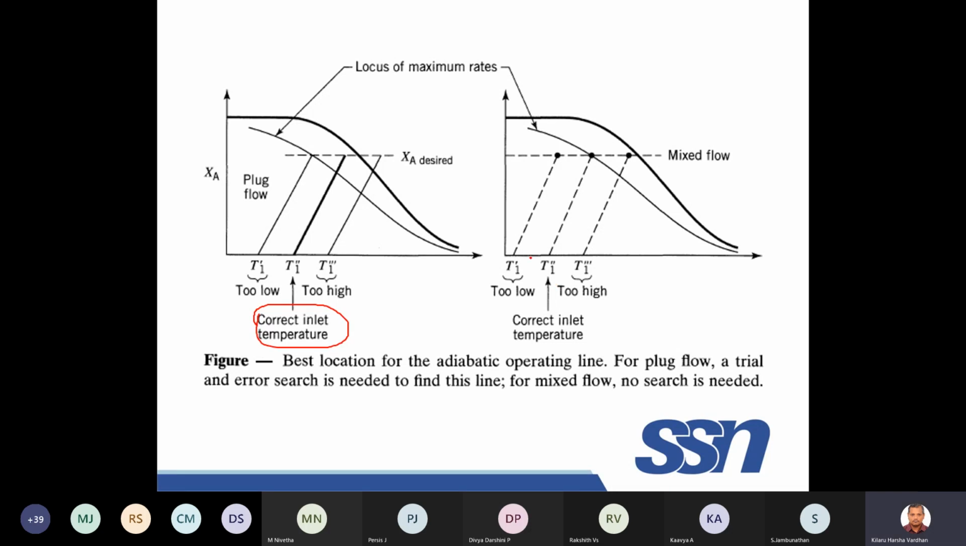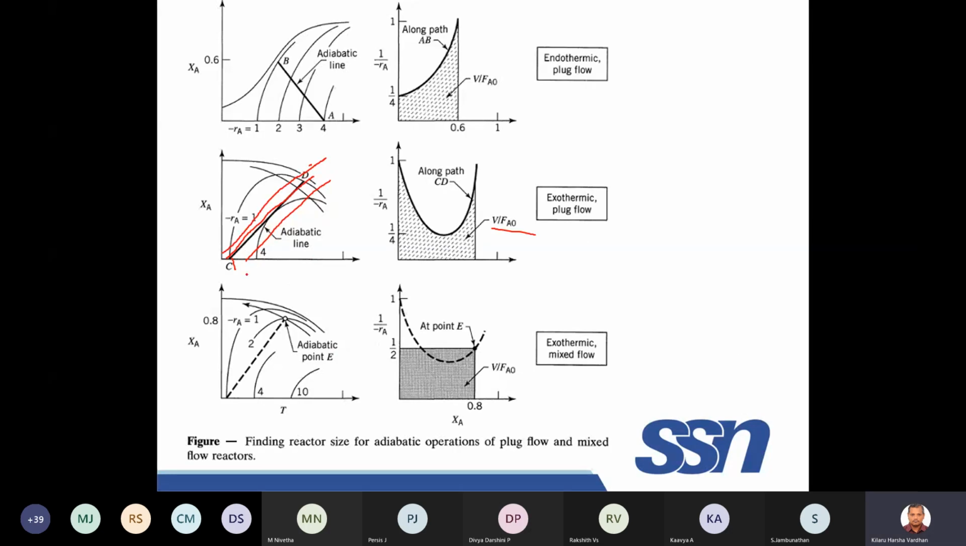Can anyone tell why for a mixed flow it is not like a trial and error? I'll just go back to this. For a plug flow, it will be like a trial and error. How are you going to fix this particular inlet temperature? But for a mixed reactor, it's not like a trial and error. It's just a point. You can find out. How can you find out?